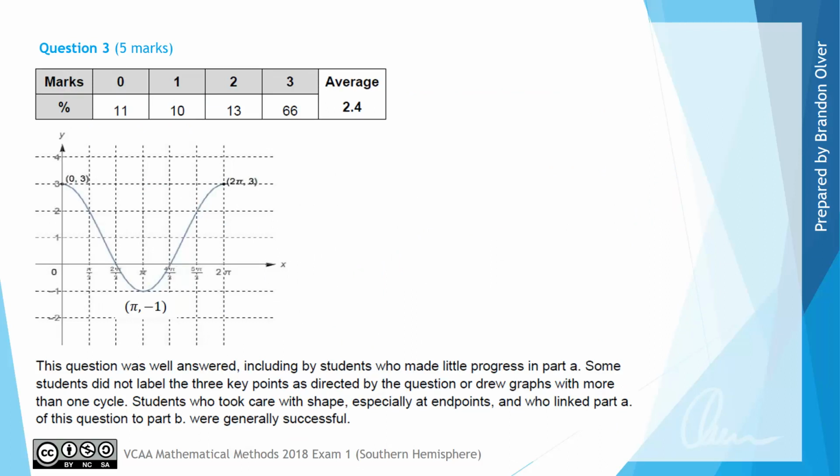From the examination report we can see that 66% of students got full marks for this, and overall this question was well answered like part A. And even students who made little progress in part A were still able to attempt this problem. Some students did not label the 3 key points as directed by the question, or drew graphs with more than one cycle, so they didn't consider the domain. Students who took care with the shape, especially the endpoints, and those that linked their answer from part A to part B, were generally successful.